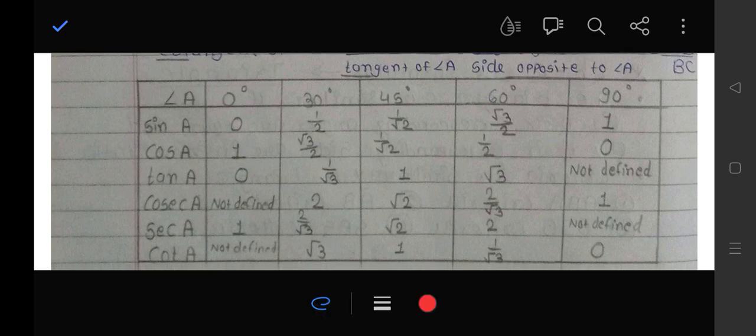Angle A: 0 degree, 30 degree, 45 degree, 60 degree, 90 degree. Sin A at 0 degree is 0. Sin A at 30 degree is 1 by 2. Sin A at 45 degree is 1 by root 2. Sin A at 60 degree is root 3 by 2. Sin A at 90 degree is 1.